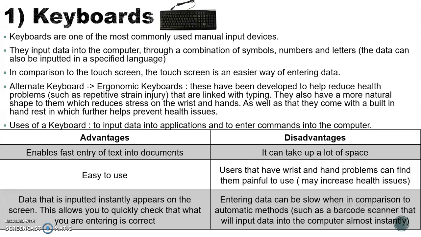An alternate keyboard choice would be the ergonomic keyboard. These have been developed to help reduce health problems such as repetitive strain injury that are linked with typing. They also have a more natural shape to them which reduces stress on the wrist and hands. As well as this, they come with a built-in hand rest which further helps prevent health issues. The keyboard is used to input data in applications and to enter commands into the computer.